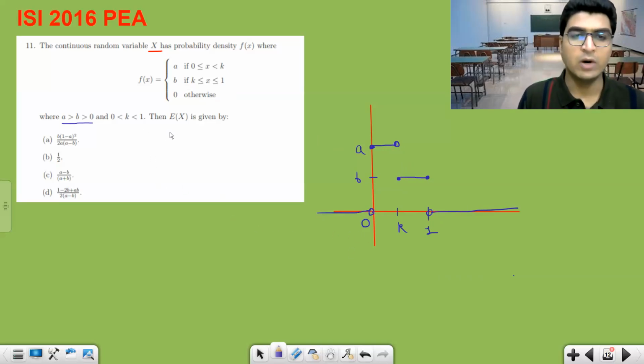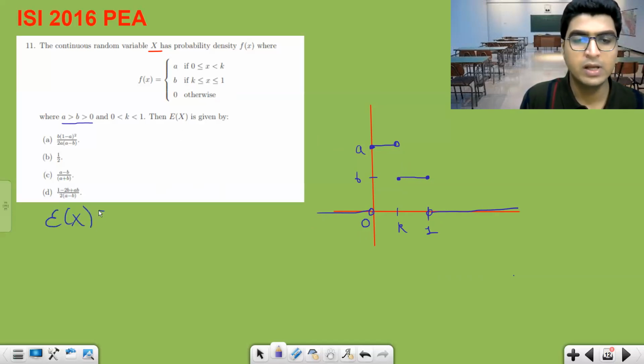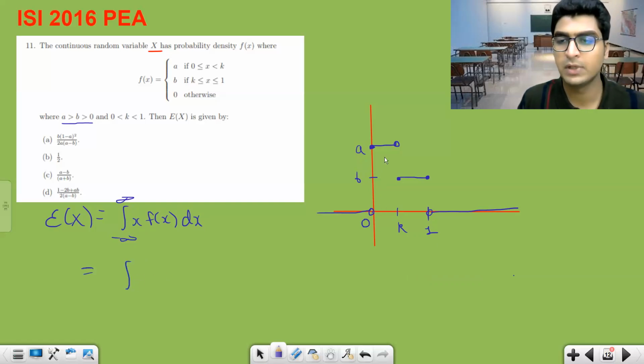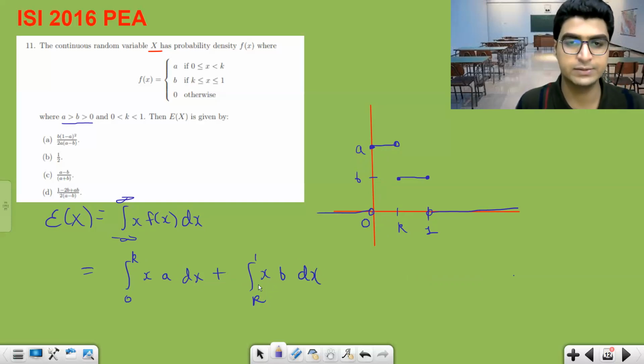ठीक है, now I have to find out expectation of x. Expectation of x is nothing but, ये continuous है तो, integration x fx dx. Okay, so it will be equal to, so from 0 to k, fx is a, and from k to 1, fx is b. So I just need to solve this.